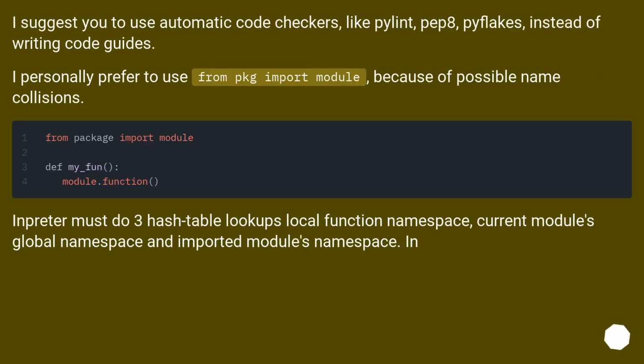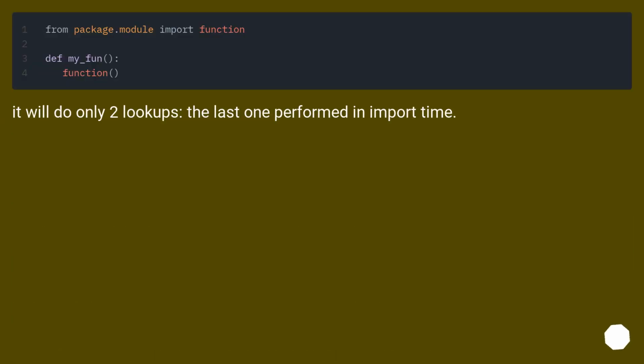I suggest you use automatic code checkers, like Pylint, PEP8, PyFlakes, instead of writing code guides. I personally prefer to use from pkg import module, because of possible name collisions. Importer must do 3 hash table lookups: local function namespace, current module's global namespace and imported module's namespace. In the other form, it will do only 2 lookups, the last one performed in import time.